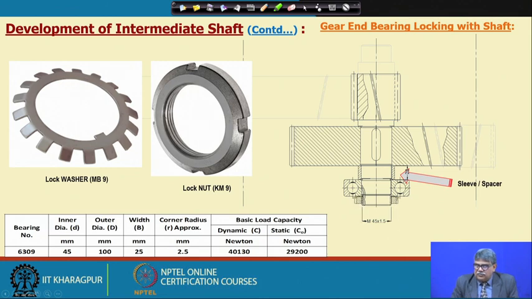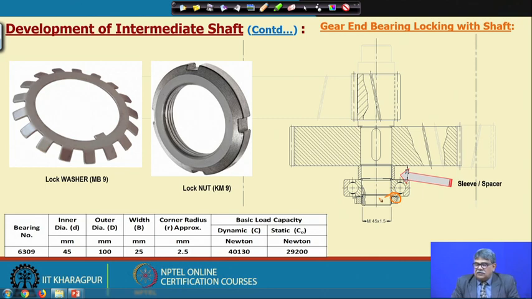So, we have put the lock washer and lock nut there and fully tightened, and after that we have folded it. If you look into this, this is folded here. We got one tab there and we have folded it there. So, this will never open.